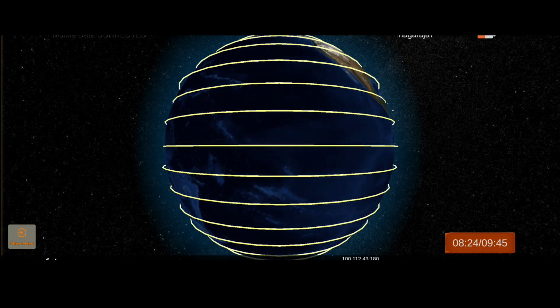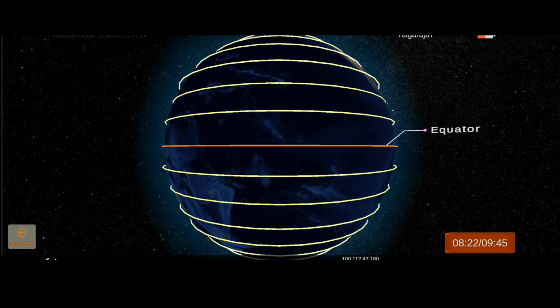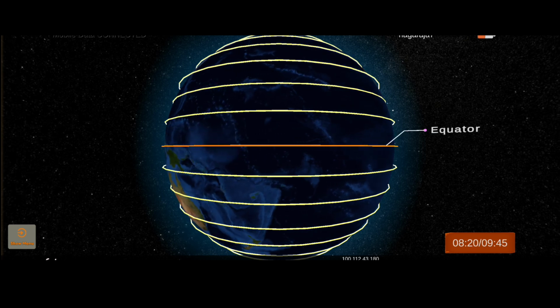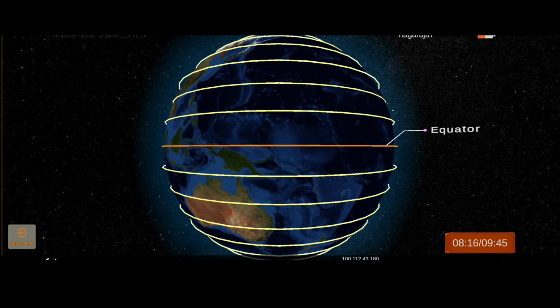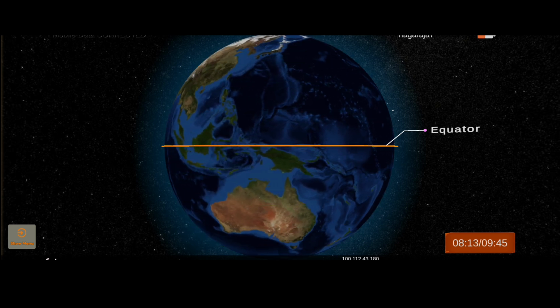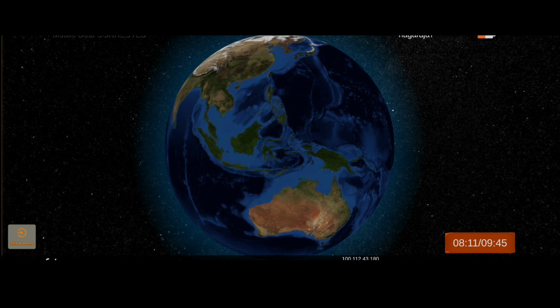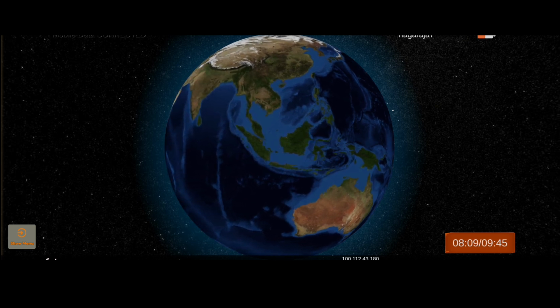First, we will learn about the latitude lines. One of the most significant latitude lines is the equator, which is located at 0 degrees and runs around the center of the Earth. The Earth has two poles, the North Pole and the South Pole.